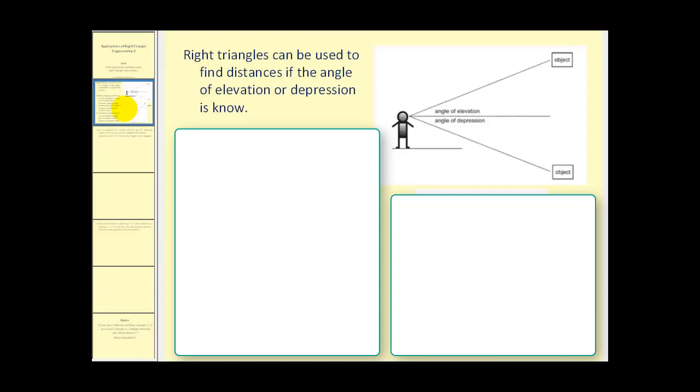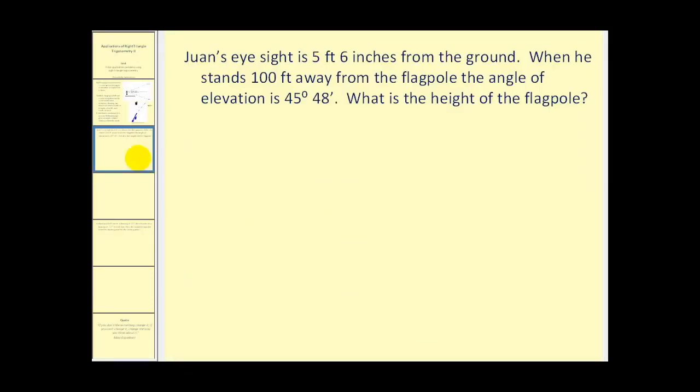Right triangles can be used to find the distances if the angle of elevation or depression is known. So if this horizontal line represents the line of sight, looking upward, this would be the angle of elevation, or looking downward, this would be the angle of depression. Let's go and take a look at a couple problems.